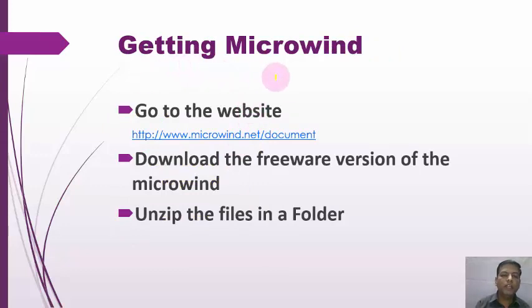How to get Microwind? Go to the website http://www.microwind.net/document. On this site the Microwind software is available. Download the freeware version of Microwind, then unzip the files in a folder, and in the Microwind folder you may get the editor window.